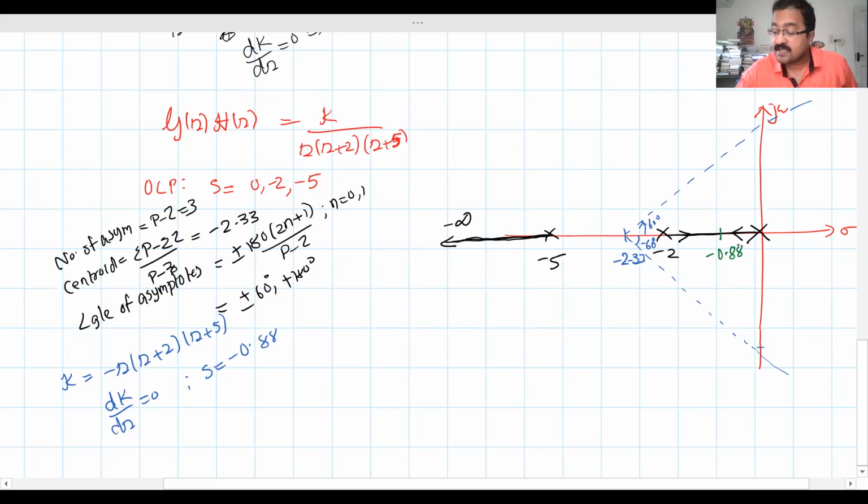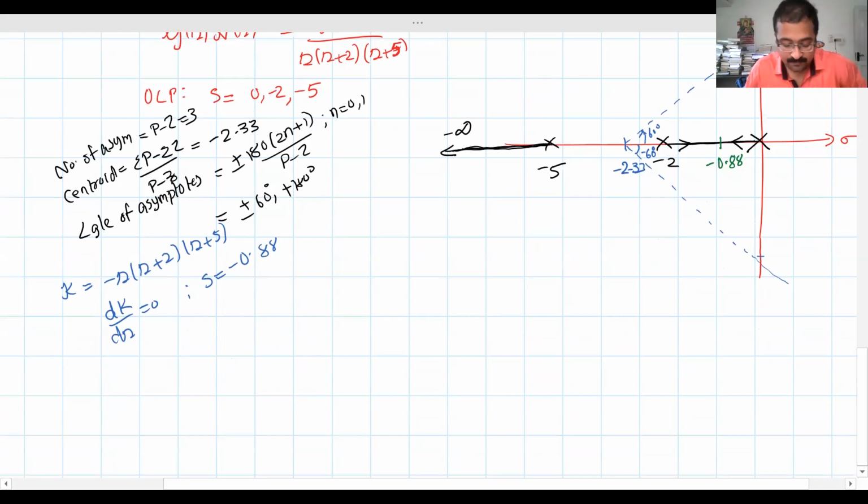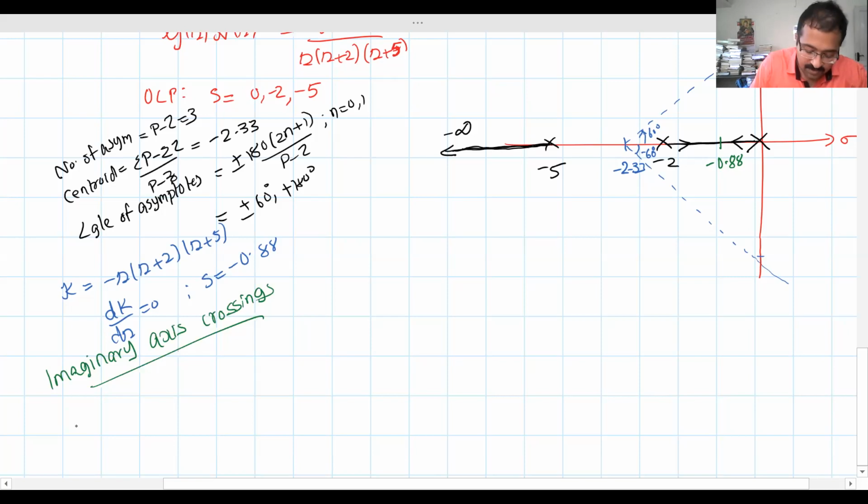Now we have seen that the two angles of asymptotes are at plus 60 and minus 60. That means the root locus will cut the imaginary axis. So we have to next find at what frequency the root locus will cut the imaginary axis. Imaginary axis crossing. Next point. How to find that? Characteristic equation again. S into S plus 2 into S plus 5 plus K equal to 0.